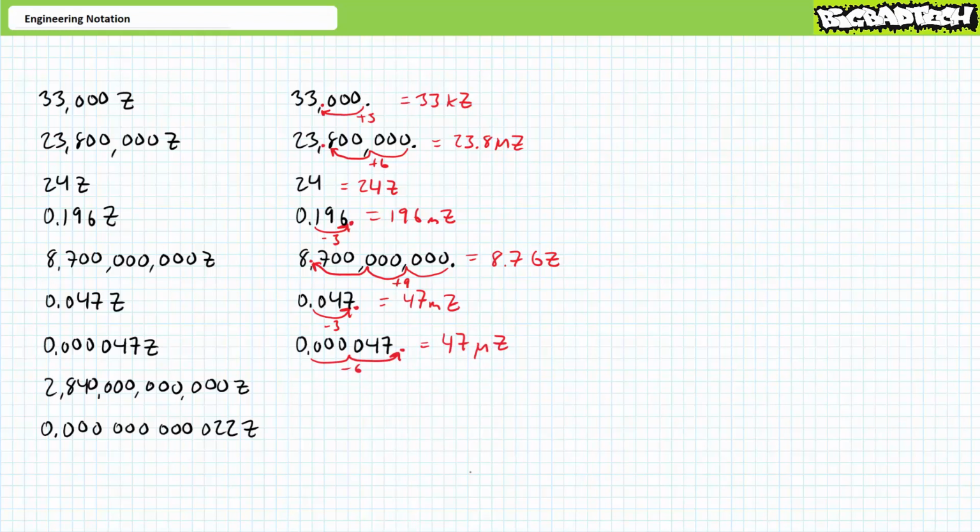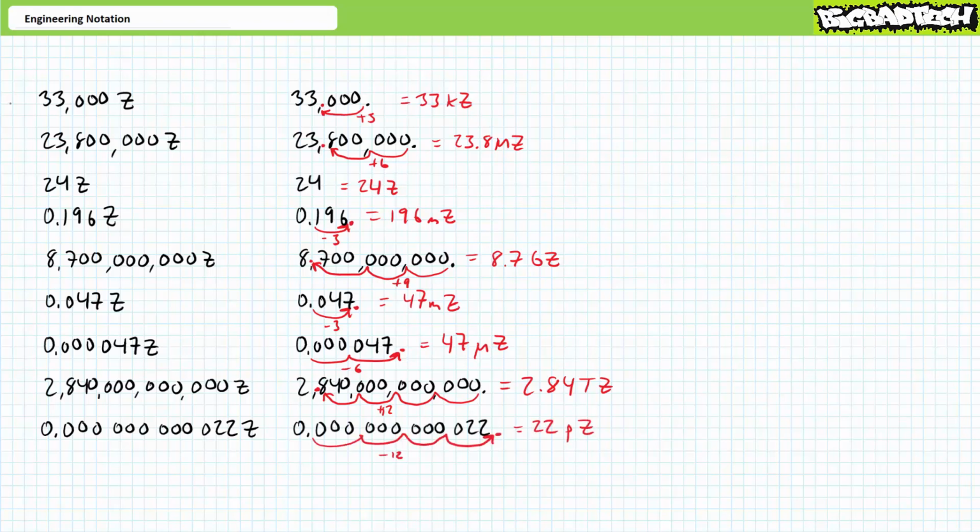Something 1,000 times smaller, or 0.000047 zoinks, is more appropriately expressed as 47 microzoinks. This large value of 2,840,000,000,000 zoinks is better expressed as 2.84 terazoinks. And lastly, this extremely small value of 0.0000000000022 zoinks is more efficiently expressed as 22 picozoinks.